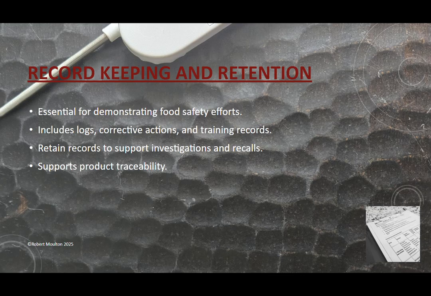Especially if there's an outbreak of some kind, you need to make sure that you have those records on hand of where you got the food, how it got there, what condition it was in, all those kinds of things. So proper retention of records supports investigations and ensures that we can trace where bad food might have come from or where something might have gone wrong.